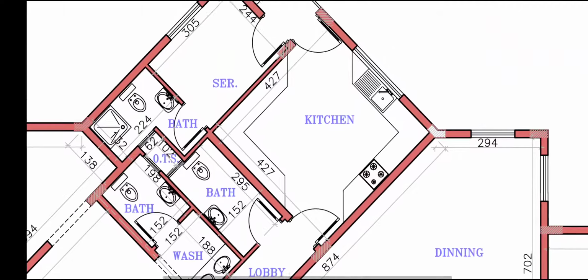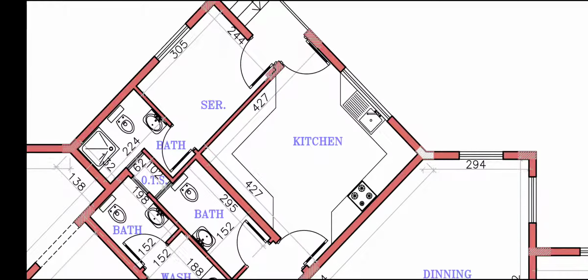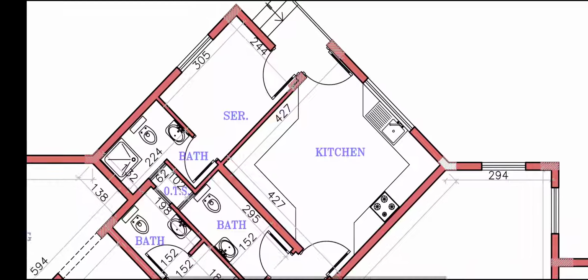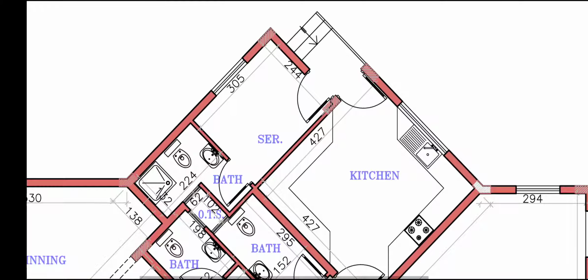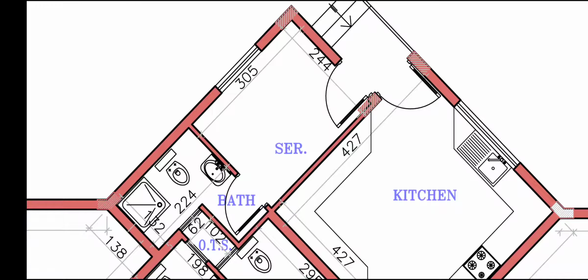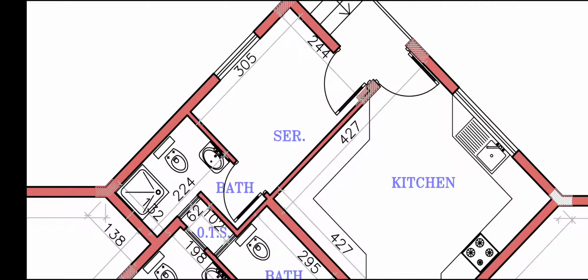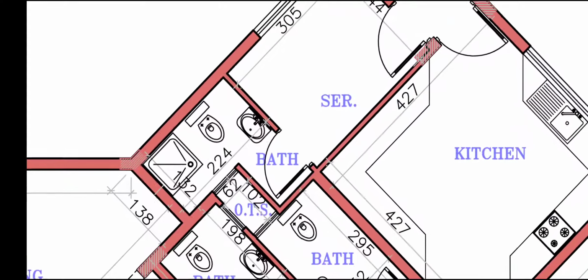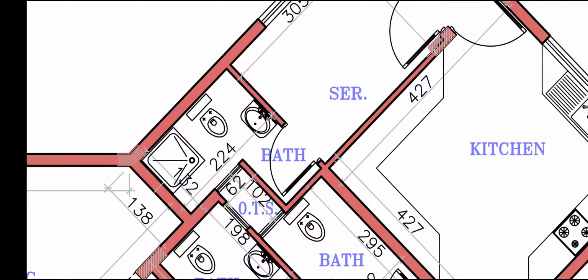So again we are getting here our wonderful kitchen. We have given a back side entrance also. This kitchen is 427 by 427, and this is the service room. You can keep a servant room here also, no issue. So 244 by 305 centimeters, and this is our bathroom, 224 by 132 this way.